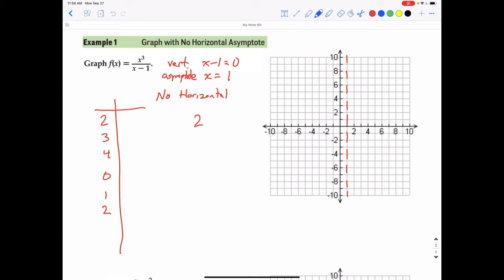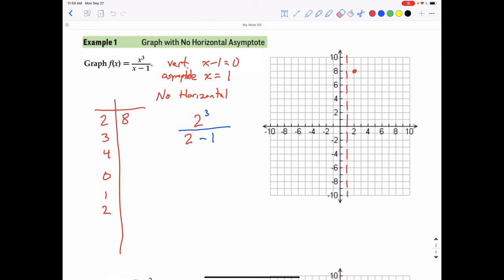Change that color to blue there. 2 to the third power, and we'll keep that permanently, over 2 minus 1. And 2 to the third power is 8, and 2 minus 1 is 1, and 8 minus 1 is 8. So that would be the ordered pair (2, 8), which would be about right here. And then we do that for each one of the numbers.